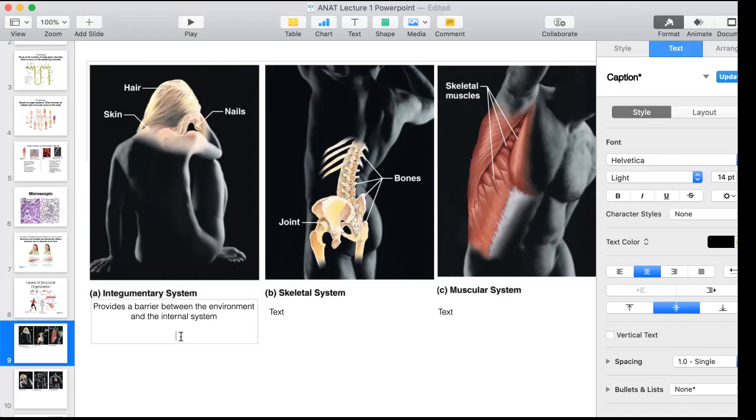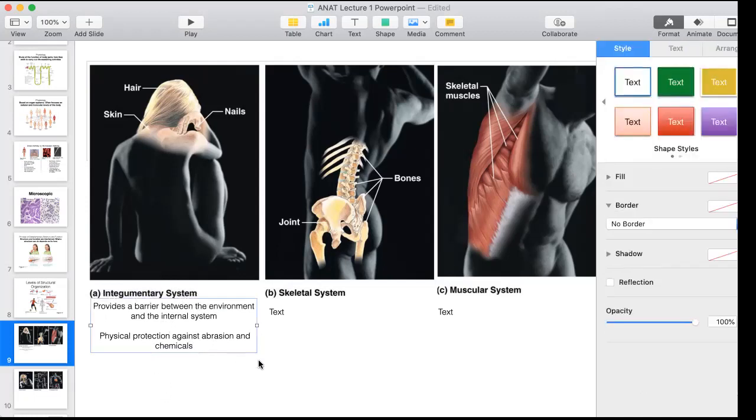Okay, so that is one thing of the integument system. It also provides physical protection against abrasion and chemicals. So think about all the things that you encounter in the environment. Your skin is constantly being scraped. Well, okay, assuming that you aren't wearing a jacket or another thick covering, your skin is constantly being scraped, it's constantly being pushed against, it's constantly being cut, it's constantly being exposed to chemicals.